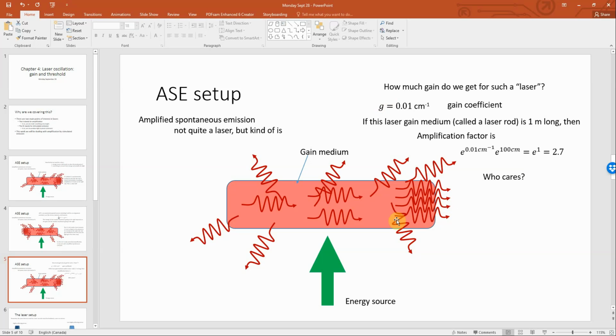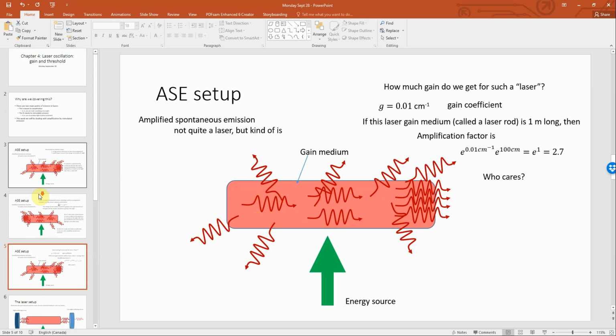It would be called a laser rod. That's the nomenclature for that. But you had this laser rod that's 1 meter long and it had this gain coefficient of 0.01 inverse centimeters. Then of course, this is an exponential function. So we have e to the 0.01 inverse centimeters times 100 centimeters, which is e to the 1, and that's 2.7. So that means a photon that started here comes out this end, a meter long, and we only get about 3 times the number of photons we started off with. So who really cares? That's not that big of a deal.